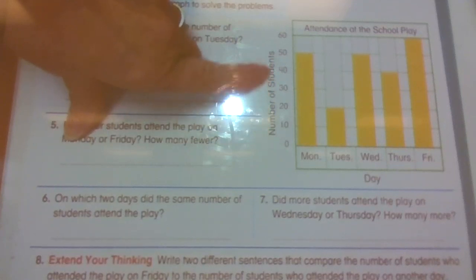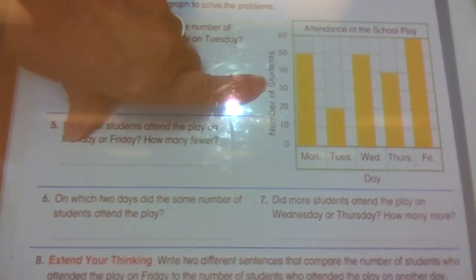All right, you notice, first of all, let's look at our kind of graph. We have a bar graph. All right, let's check out the title. Read the title with me. Attendance at the school play. All right, now let's look at our numbers. What do we notice about the numbers? The numbers are counting by tens, 10, 20, 30, 40, 50. And the numbers tell us how many students, the number of students.